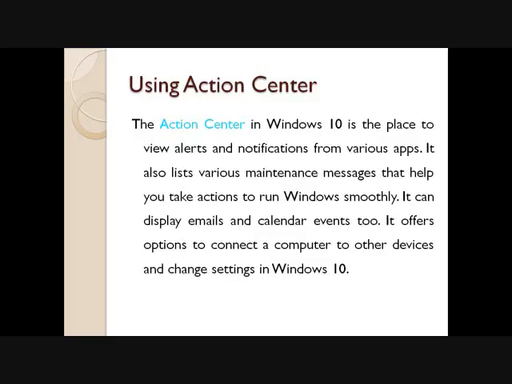Topic is Action Center. The Action Center in Windows 10 is the place to view alerts and notifications from various apps. It also lists various maintenance messages that help you take actions to run Windows smoothly. It can display emails and calendar events too. It offers options to connect a computer to other devices and change settings in Windows 10.